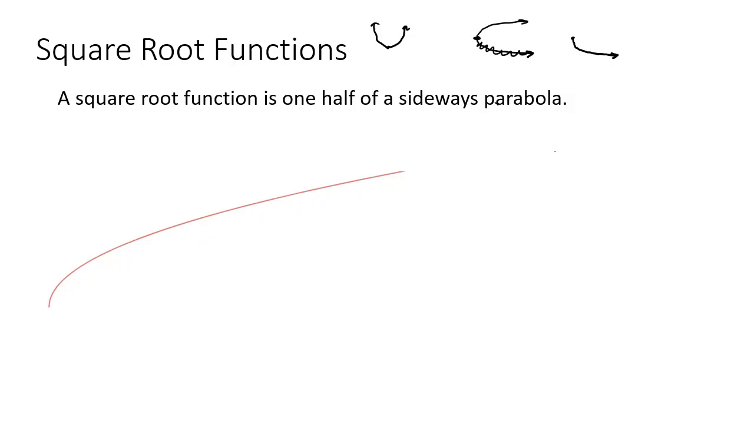Now, because of this, it's going to go forever in one direction, but at what we would consider the vertex, if this were in fact a parabola, the graph just terminates. It doesn't exist beyond that. Basically, if you were to keep going to the left, you would be getting imaginary outputs in the square root. You would be taking square roots of negative numbers, which is something we don't want.